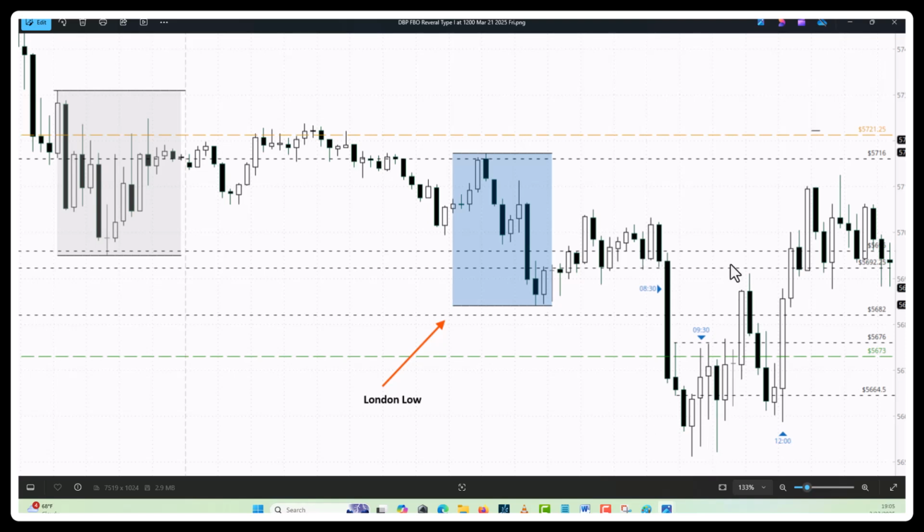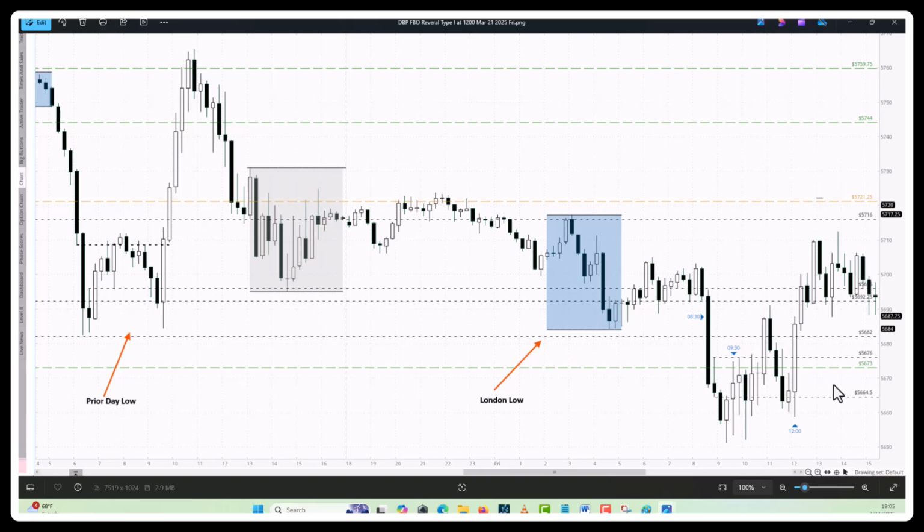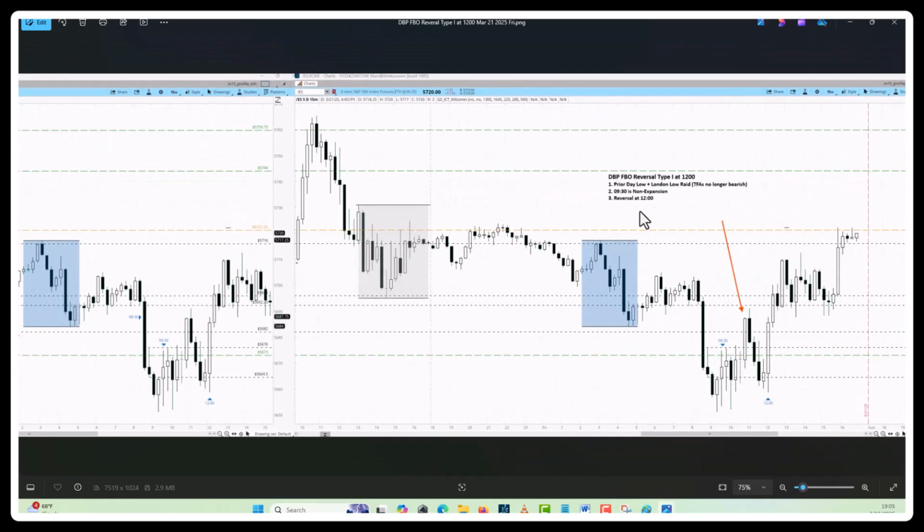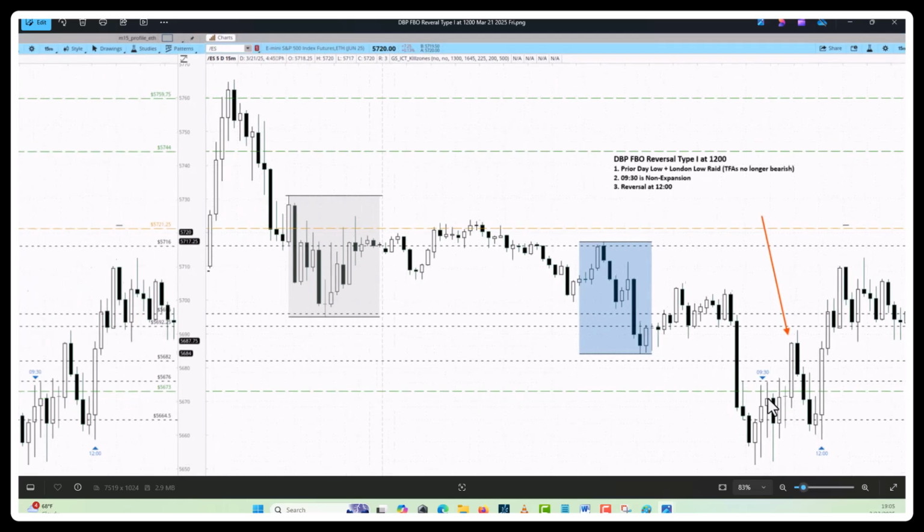One bottom right here, second bottom right here, and look at how it formed. It breaks, tests from below and reverses. That is a type 1 reversal right there. That is the type 1 reversal, true.